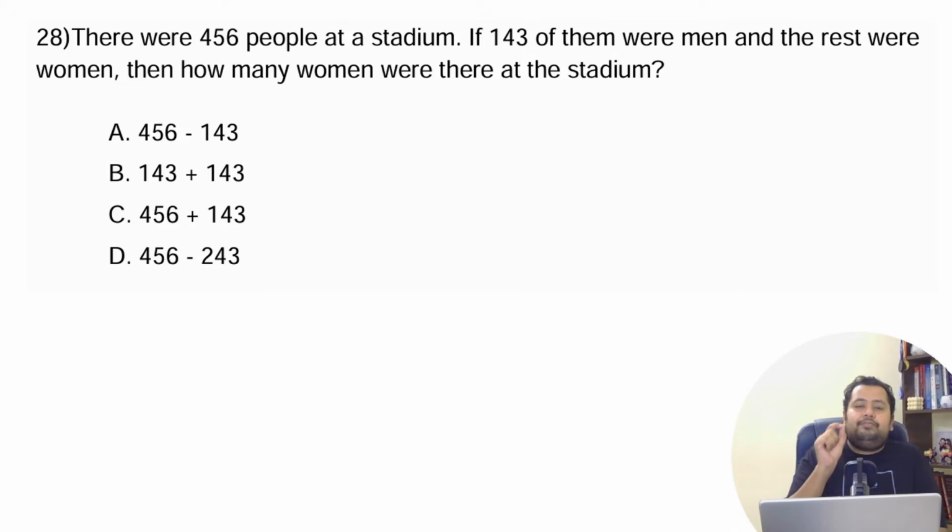There were 456 people at a stadium. If 143 of them were men and the rest were women, then how many women were there at the stadium? Very simple question. There were 456 people at the stadium, 143 were men, the rest were women. So solve it first and then we discuss the solution.